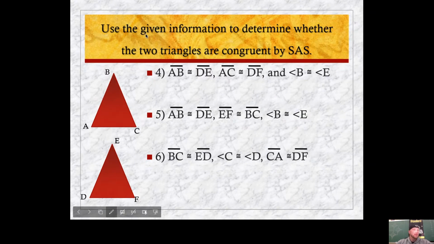So we're going to try some examples using these diagrams. They're going to give you some given information, determine whether the two triangles are congruent by side angle side. So we'll start by making the marks. Segment AB, that's congruent to segment DE. That's one pair of congruent sides. Then they tell you that segment AC is congruent to segment DF. That's another pair of congruent sides. And notice how I use two slash marks because these don't have to be the same length as those. So it's just another way of showing that these are congruent, but maybe not the same as these ones. Last thing, angle B is congruent to angle E.